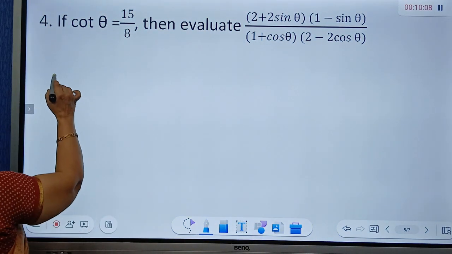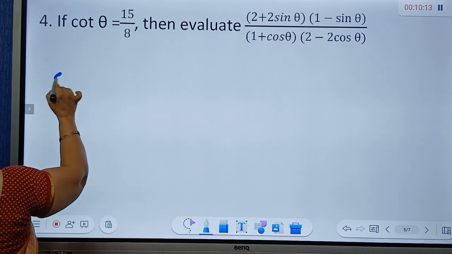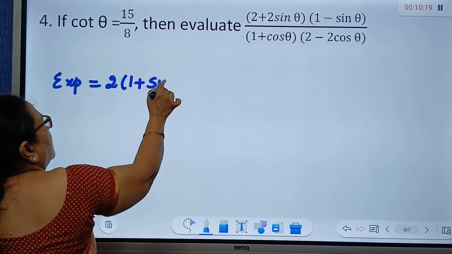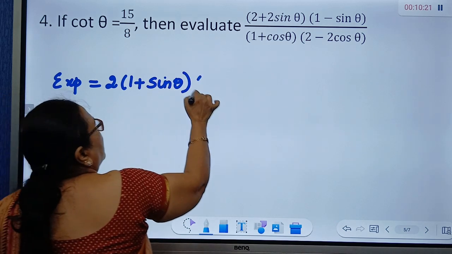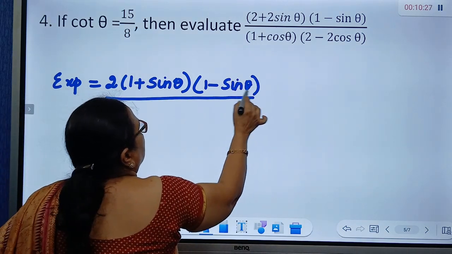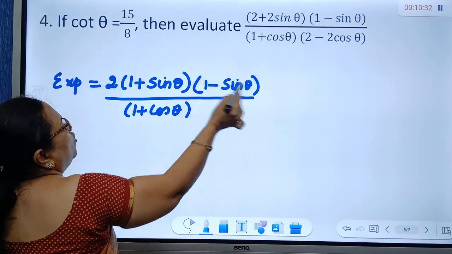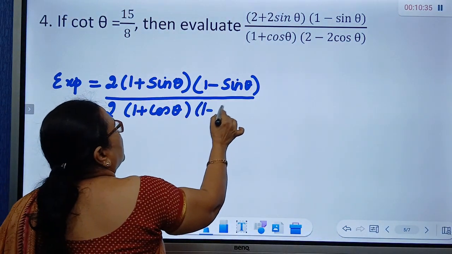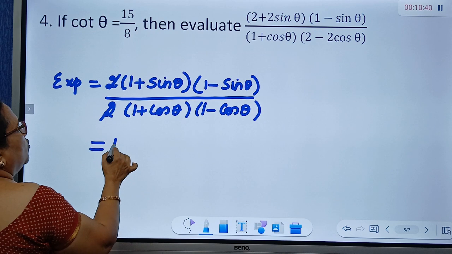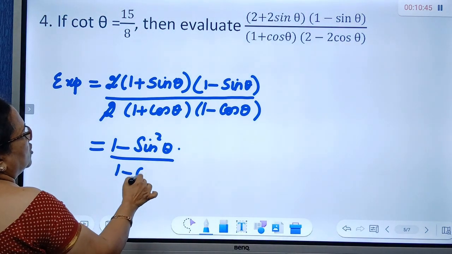Now, cot theta is 15 by 8. Then you have to find the value of this. What is that you want to find the value of? The given expression is 2 into 1 plus sin theta, I am taking 2 outside, into 1 minus sin theta, divided by 1 plus cos theta, 2 into 1 minus cos theta, 2 I am taking out, so 1 minus cos theta. Now 2 gets cancelled. So giving you 1 minus sin square theta by 1 minus cos square theta.